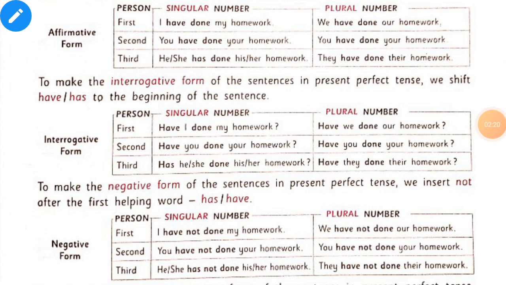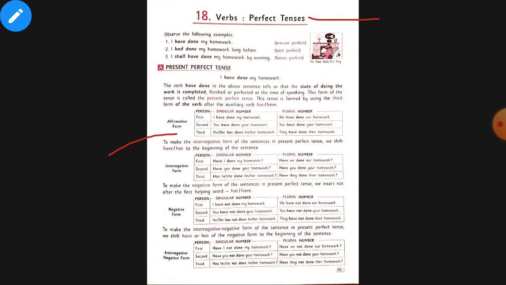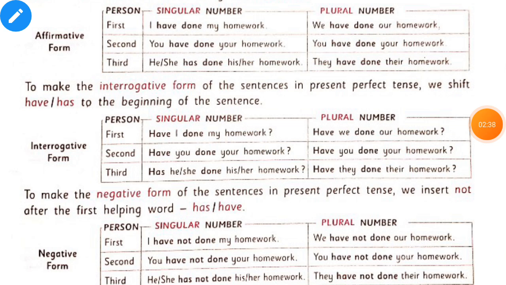Children, in short, you can understand that with singular subjects we use has and the third form, and with plural subjects we use have and the third form. Once again, revise that with singular subjects we use has and the third form, and with plural subjects and I also we use have and the third form. This is the affirmative form.